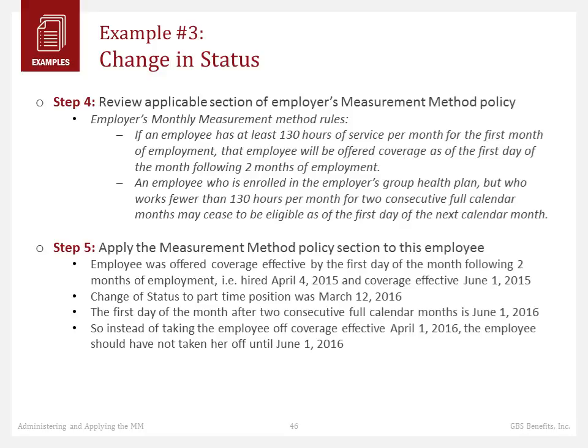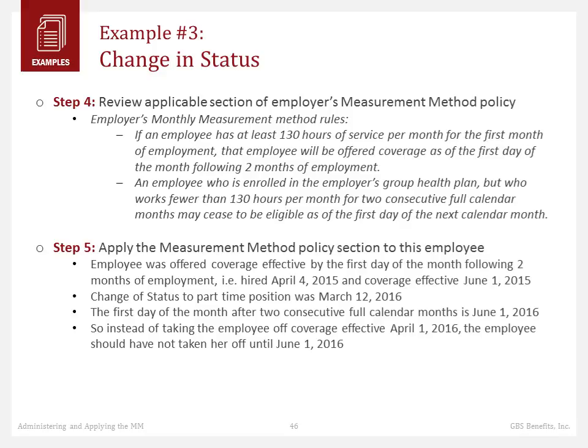That's not really what applies here. We're looking at when they can be taken off. So the next paragraph in their measurement method policy says, an employee who is enrolled in the employer's group health plan but who works fewer than 130 hours per month for 2 consecutive full calendar months may cease to be eligible as of the first day of the next calendar month. So this particular employer's monthly measurement method policy states that if somebody in the monthly measurement method ends up working less than full time, they can be taken off coverage after 2 full calendar months.